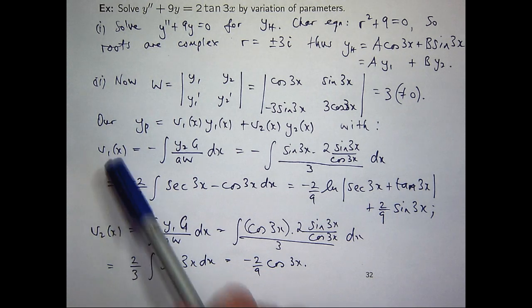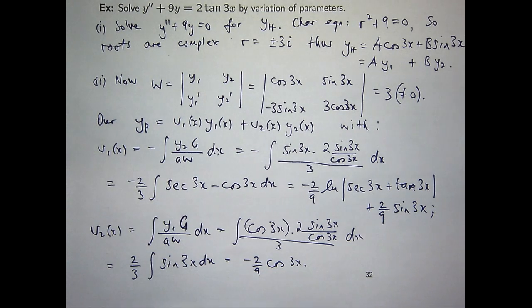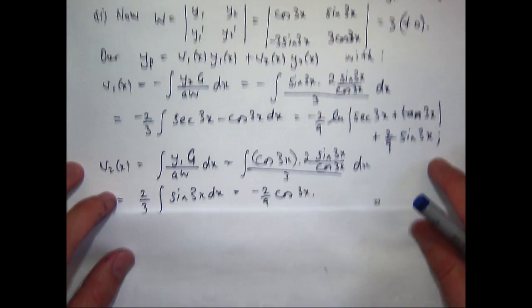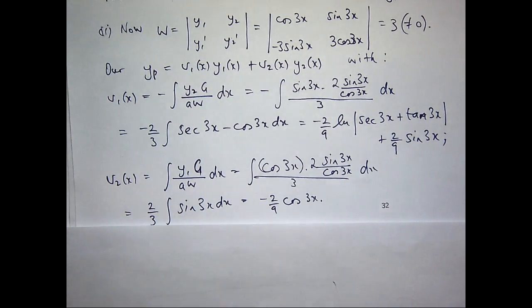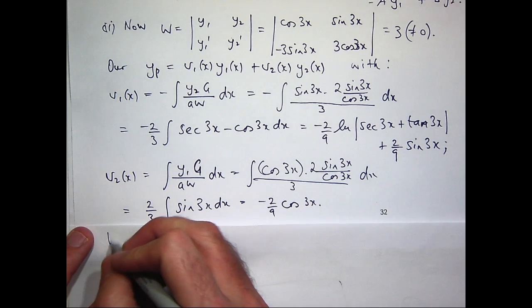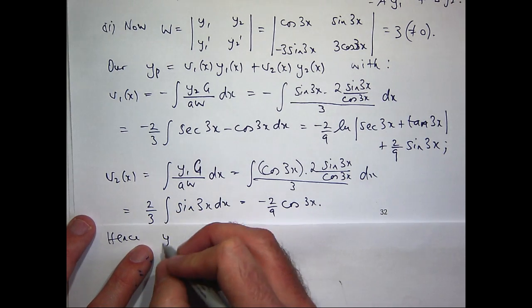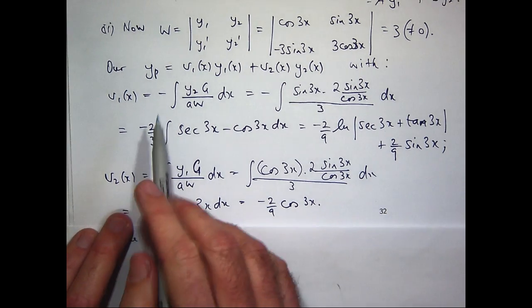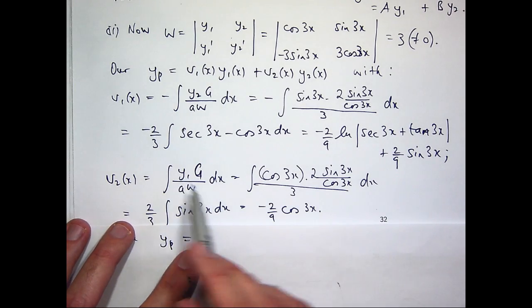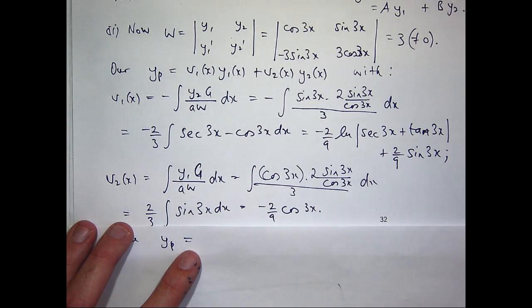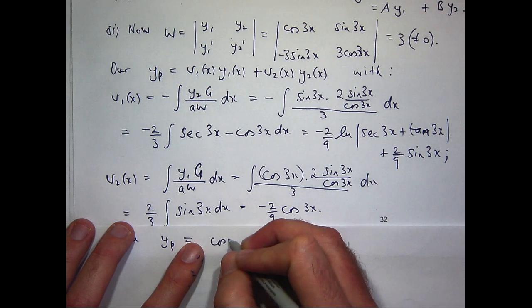Okay, so I've got my two coefficient functions. What I want to do now is put everything together. Y sub p is in this form here. So let's just take what I've just calculated, multiply through, and I should get the following.